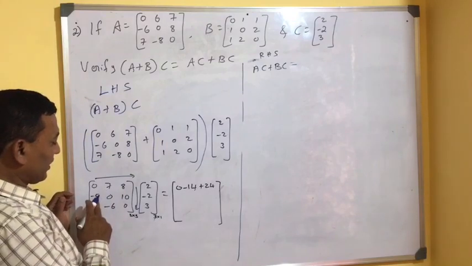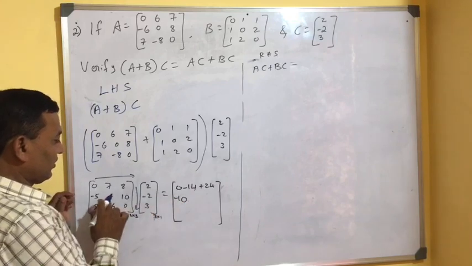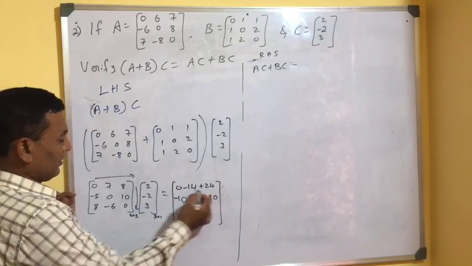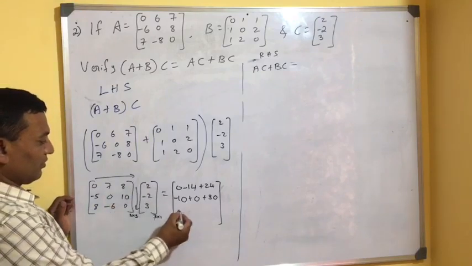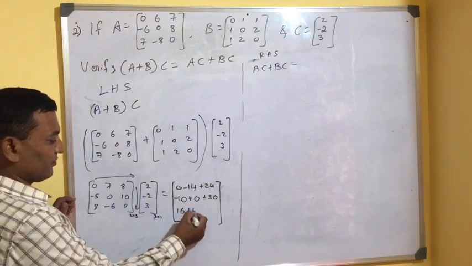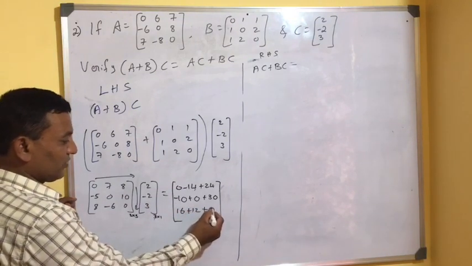Now when you do the second one, it is minus 5 into 2 is minus 10, 0 into minus 2 is 0, 10 into 3 is 30. Similarly, now you can see 8 into 2 is 16, minus 6 into minus 2 is plus 12, 0 into 3 is 0.